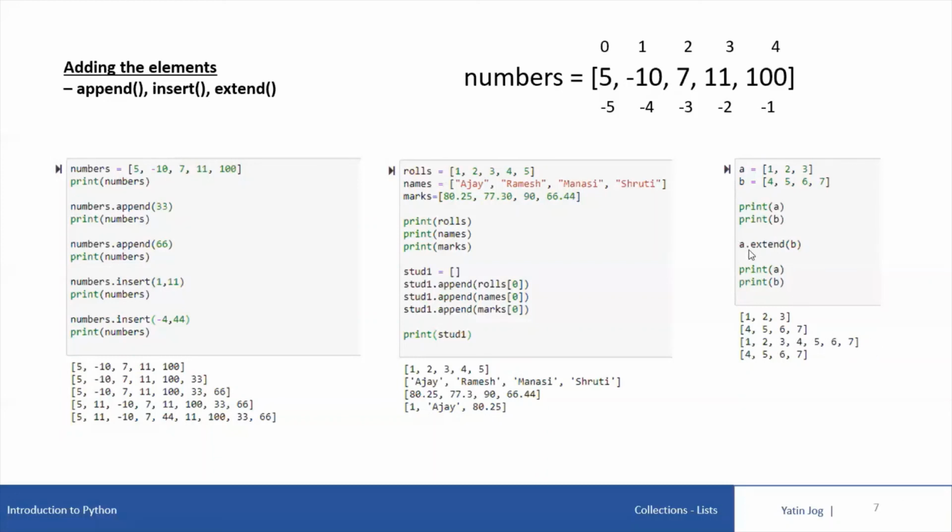So it will change A. The change will happen in A, nothing will change in B. So if I say print B, B will remain as 4, 5, 6, 7. Because I'm calling this method extend with list variable A, the change will happen in list variable A.